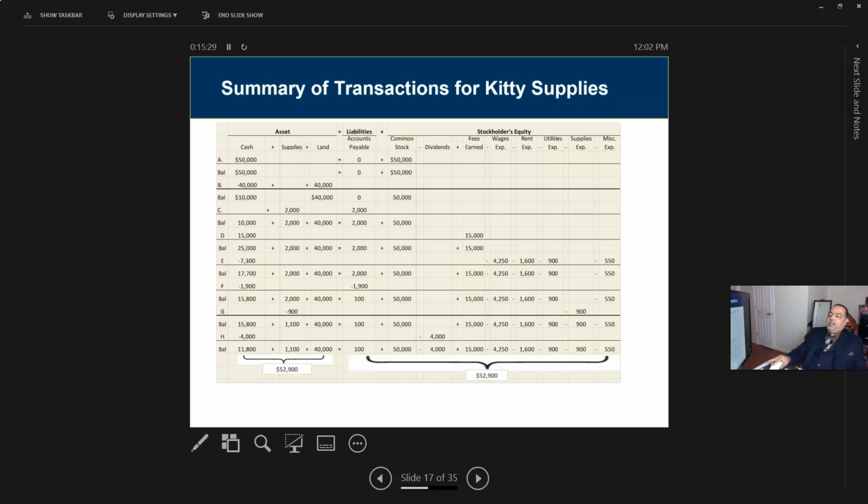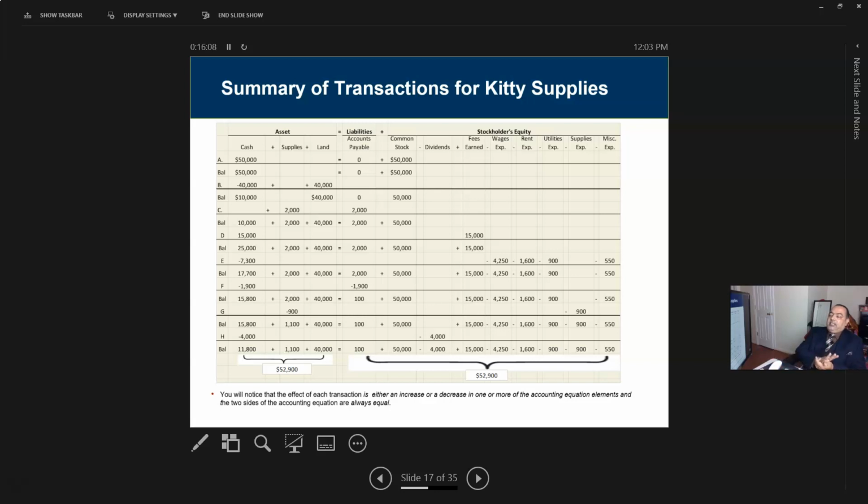Now, after we have done everything, this is the summary. At the end of the month, I have 11,800 in cash, 1,100 in supplies, 40,000 in land, 100 in accounts payable. Common stock is 50,000, dividends 4,000, fees earned is 15,000, and expenses of 4,000, 250, 16, 900, 900, and 550. All add up to 52,900. So that's the summary of the transaction that we have taken.